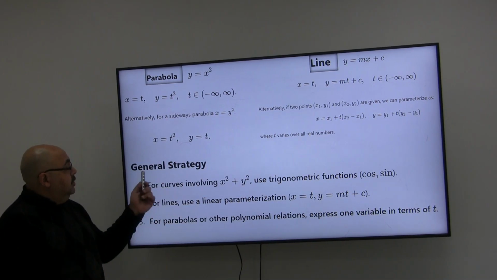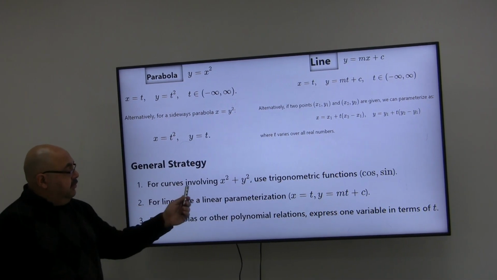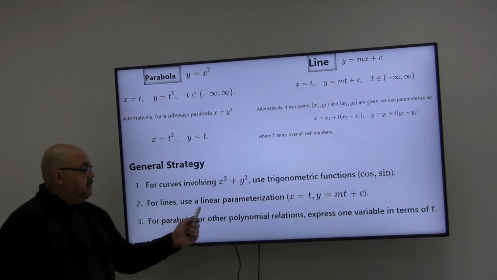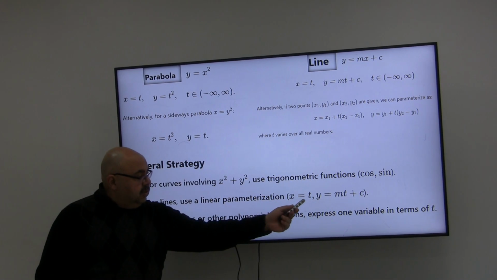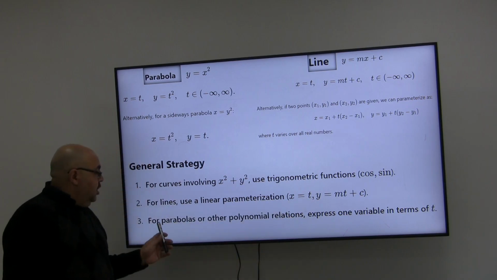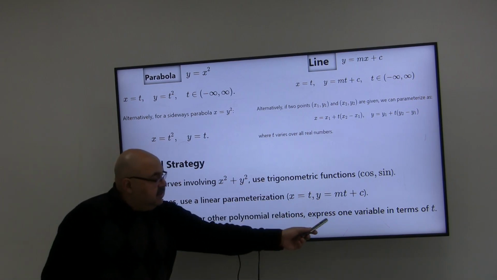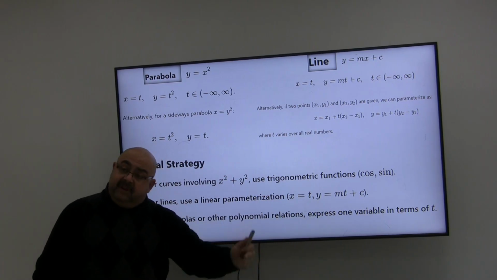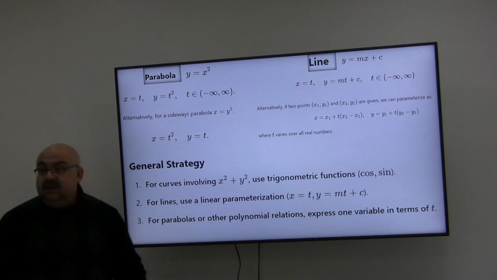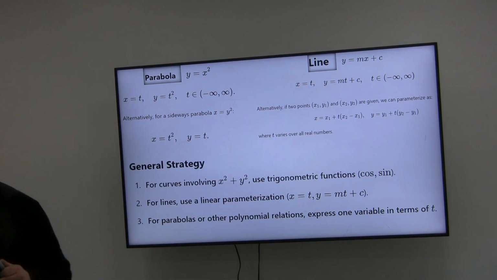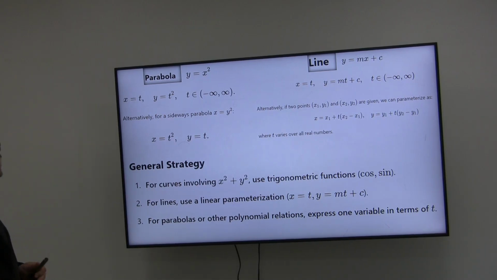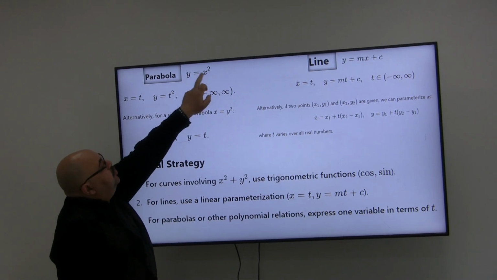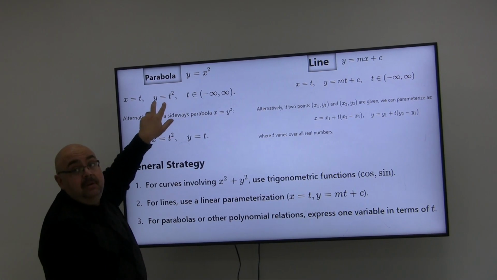Of course, the general strategy for curves involving x square, y square, use trigonometric functions. For lines or linear parameterization, put x equal to t, y will be mt. Parabolas or other polynomials, express one variable in terms of t, meaning make a substitution for one variable by t and get the other after the substitution. Exactly like this guy. I'm putting x equal to t, so y will equal t squared.